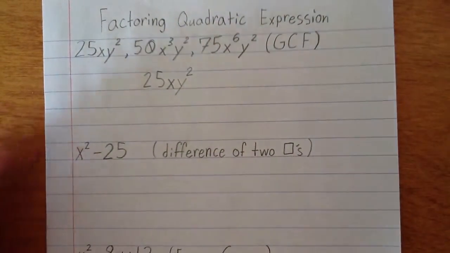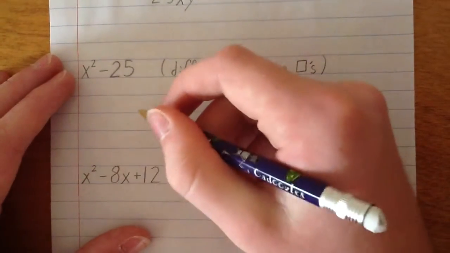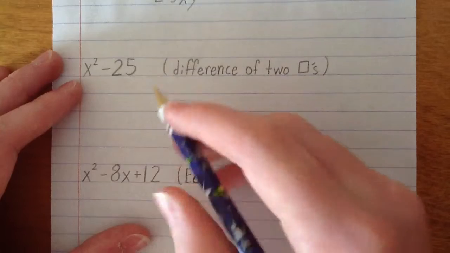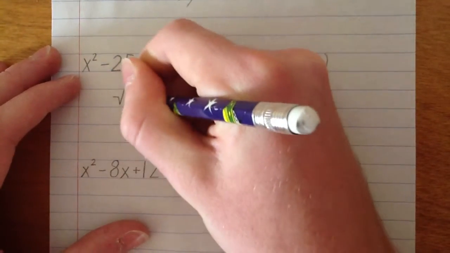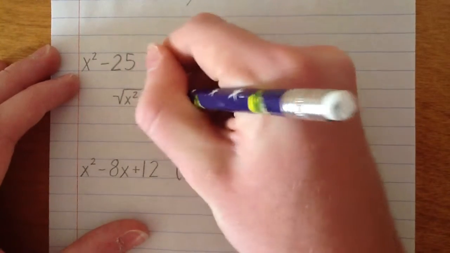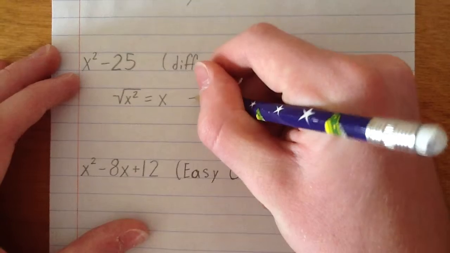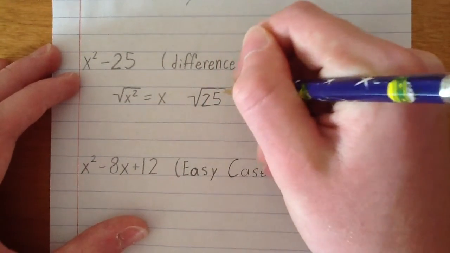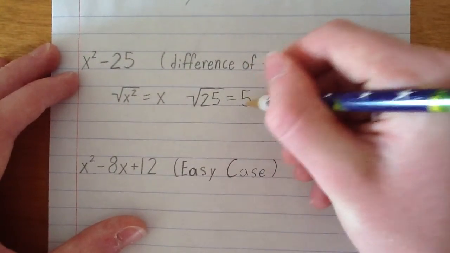So then for our second one, we're using the difference of two squares. For this, we're going to use the square root of x to the second, which is x, and the square root of 25, which is 5. You cannot take the square root of negative numbers.